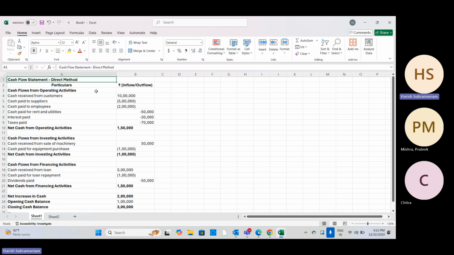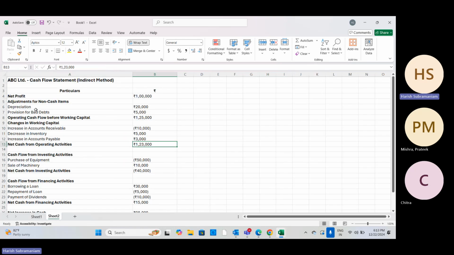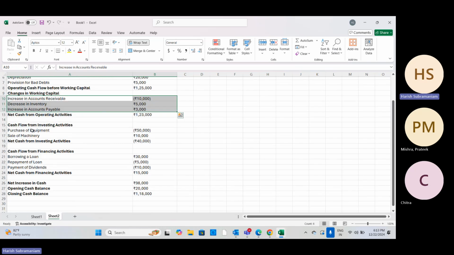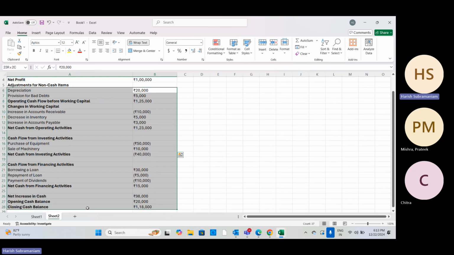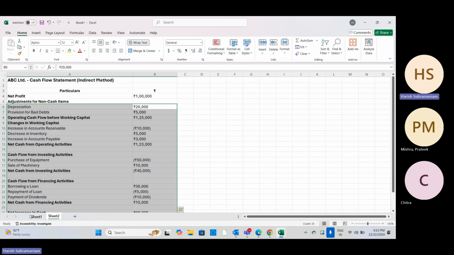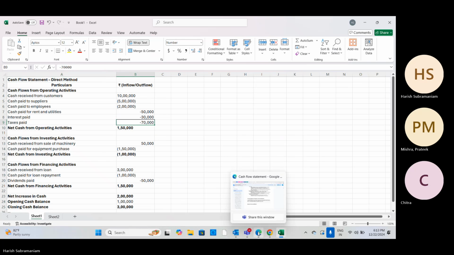The indirect way basically starts from profit, right? And then it adds a lot of other cash items, and then it basically makes changes using some of the balance sheet items, etc. It generally takes the net profit and then starts adding back and subtracting relevant amounts to get an idea of what the cash flow is, right?